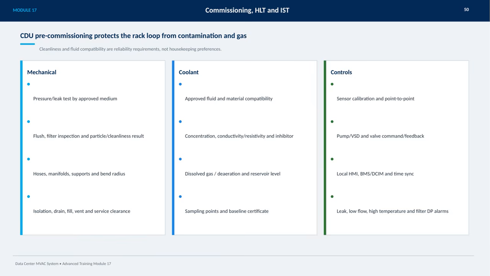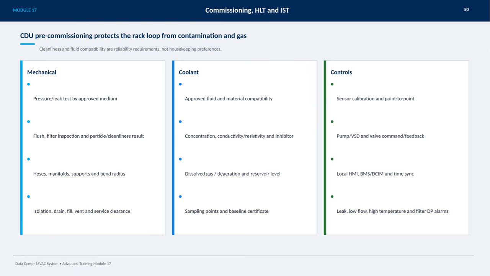When it comes to coolant, only approved fluids are used, matched for material compatibility. Parameters like concentration, conductivity or resistivity, and inhibitor levels are carefully checked. Additionally, dissolved gas levels and deaeration are monitored along with reservoir levels. Sampling points are established, and baseline certificates are documented to track system conditions over time.